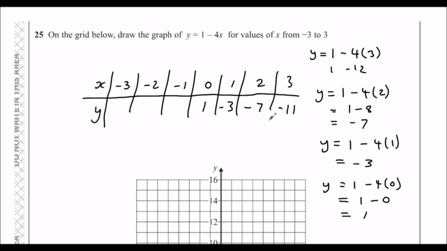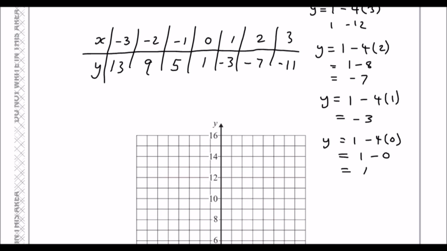So the pattern is, it's going down in 4s as we go forwards. So if I just add on 4, add on 4, add on 4, that gives me all my points to plot. So down 4, down 4, down 4, down 4, down 4, down 4. So it should make a nice straight line.